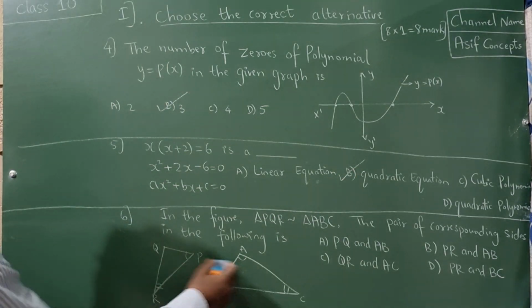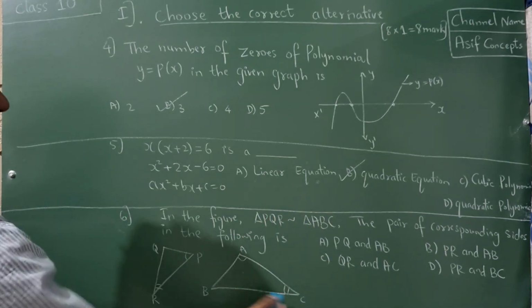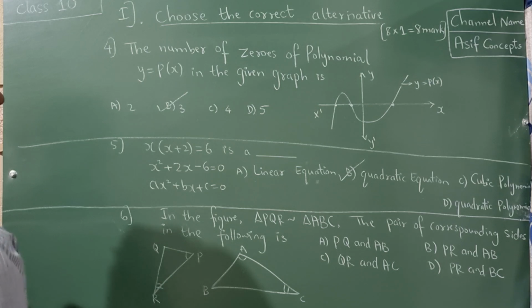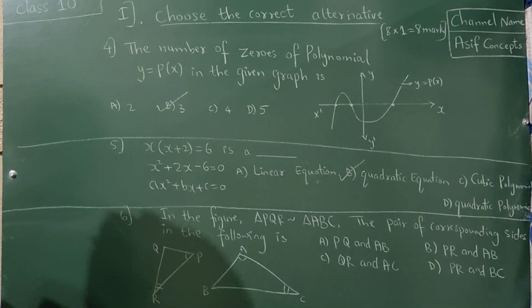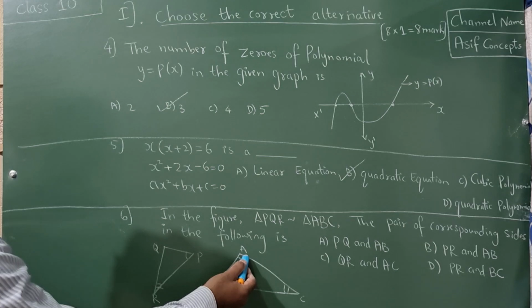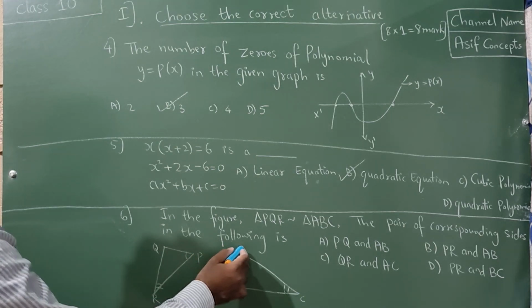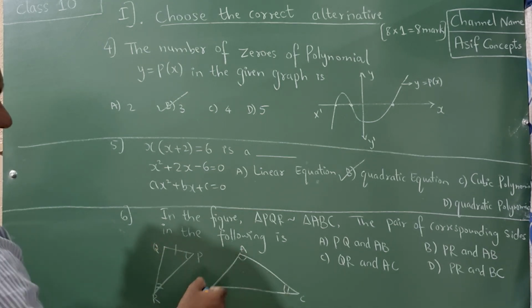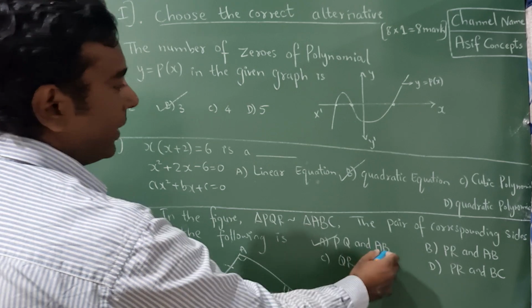The sixth question is: in this figure, PQR is similar to ABC. Which is the correct option for the pair of corresponding sides? You can see angle P is equal to angle A, and angle R is equal to angle C. So if I consider PQ as one side and AB as the other side, the correct option will be PQ and AB.